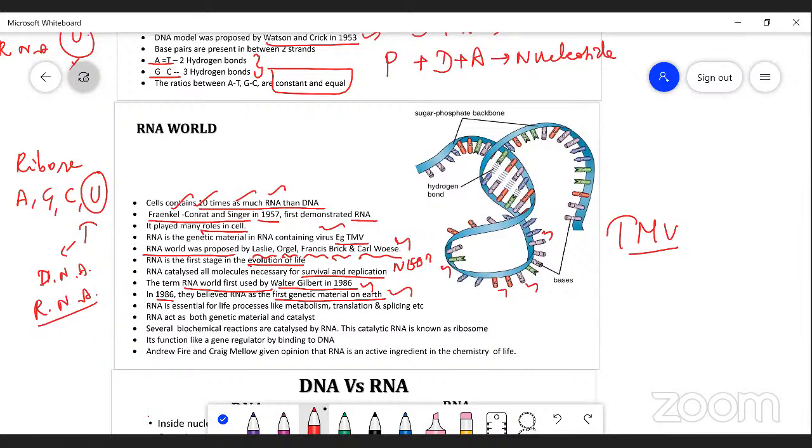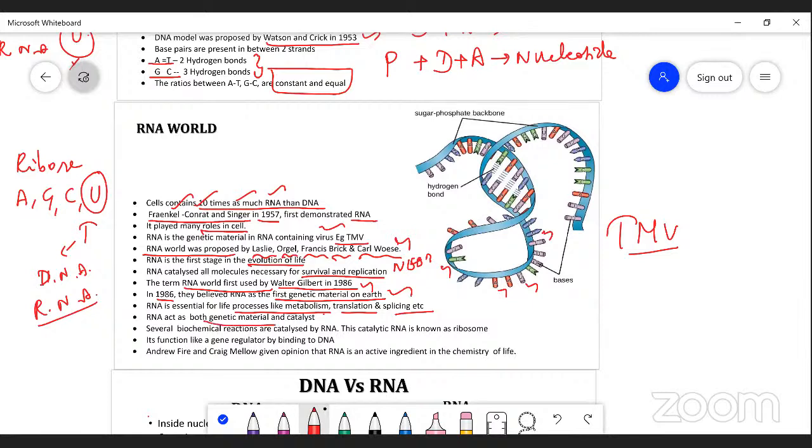Before I talk about the Hershey and Chase experiment: from that experiment, we understood that DNA is the genetic material. But in 1986, everybody believed RNA was the only genetic material on earth. RNA is essential for the life processes. What are the life processes? Like metabolism, translation, splicing, etc. Everything takes place with the help of the RNA.